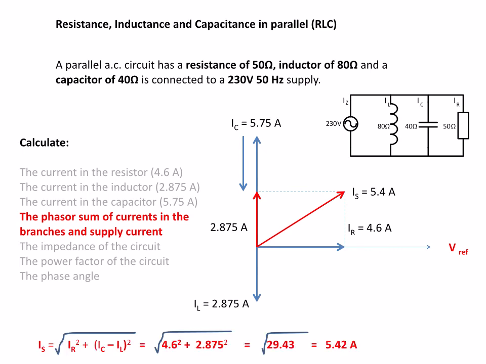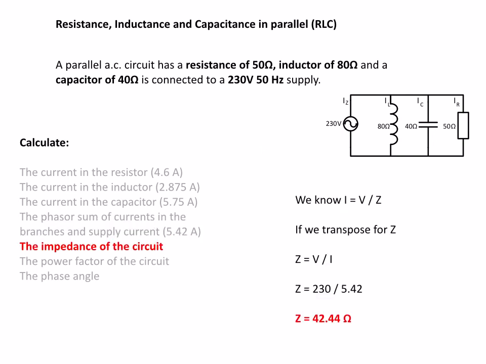Let's calculate that. We can find the difference between IL and IC. There's our 2.875 squared plus 4.6 squared all square rooted gives me 5.42. The impedance of the circuit, again, we transpose for Z. Z is V over I. 230 divided by 5.42 gives me 42.44 ohms.